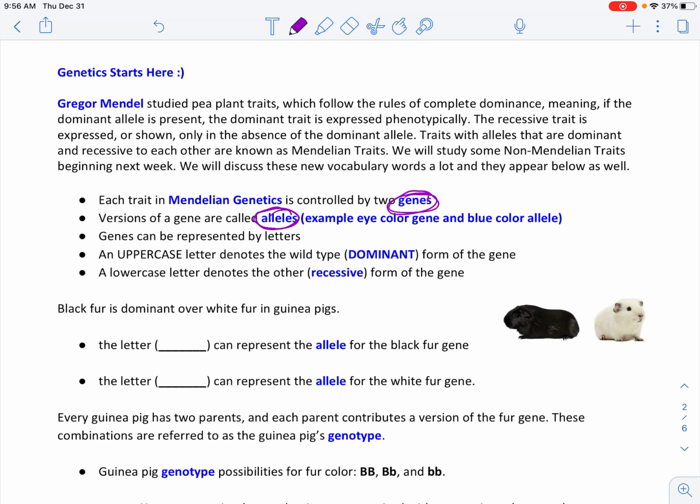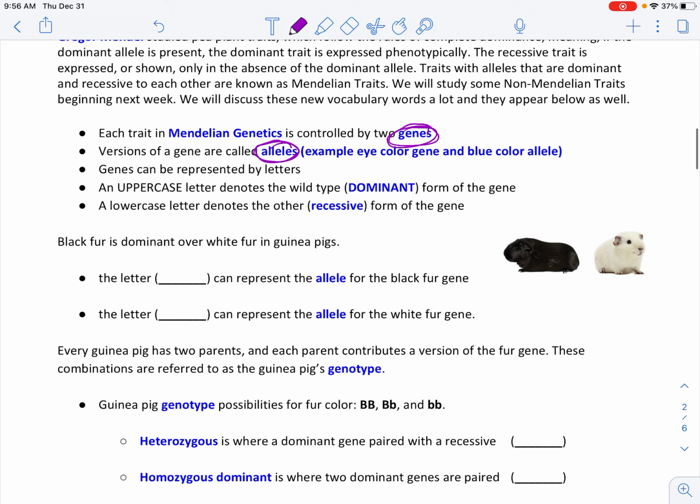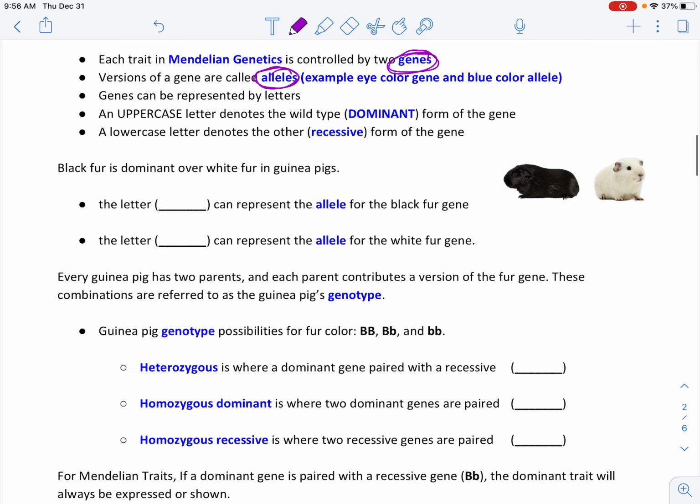Okay, so there's other types of inheritance, but Mendelian genetics just talks about that dominant recessive thing. Okay, that was just my little explanation here. We're going to start working on this worksheet now.